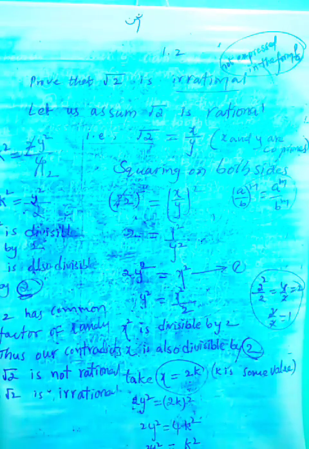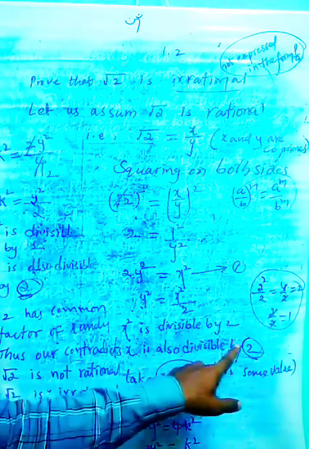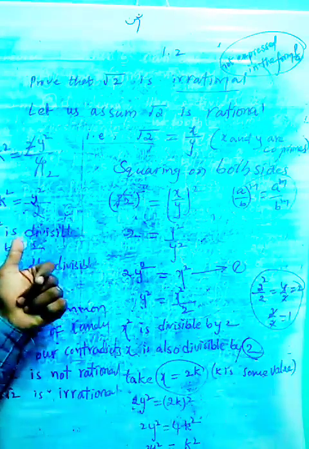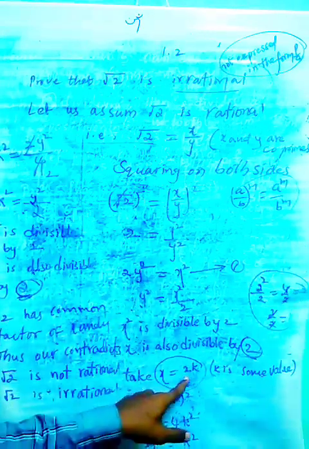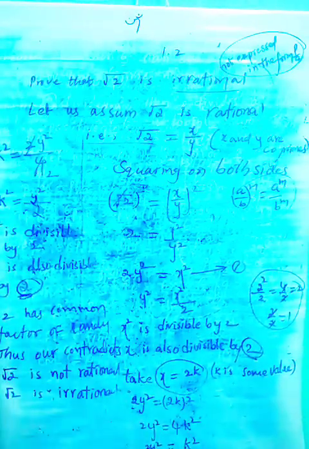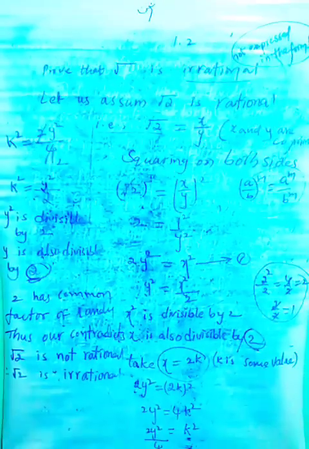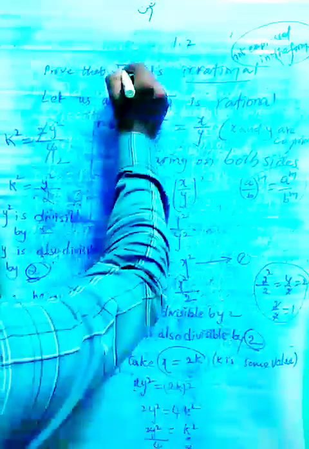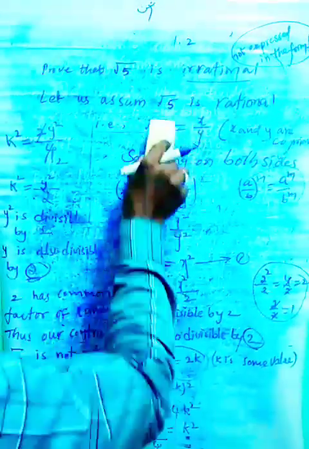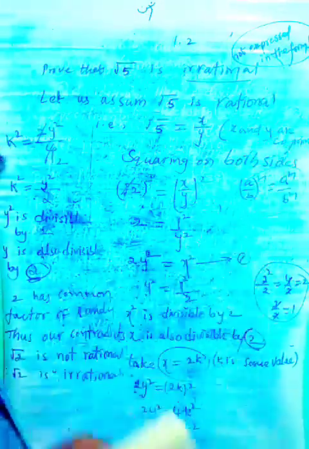Similarly for root 3, but we are taking 2k here, while for root 3 we take 3k. Now we want to prove root 5 is irrational by using this scenario. Let us assume root 5 is rational first. Then root 5 is equal to x by y, where x and y are co-prime numbers.